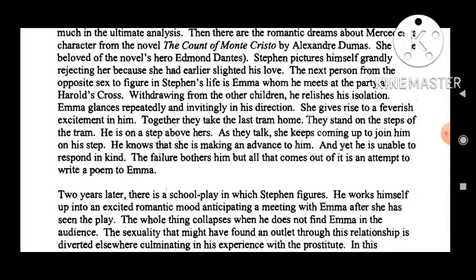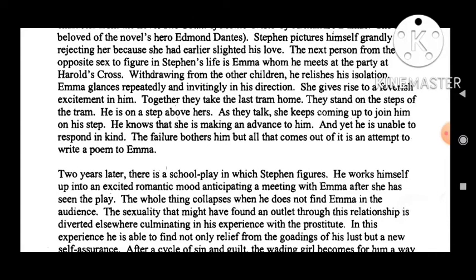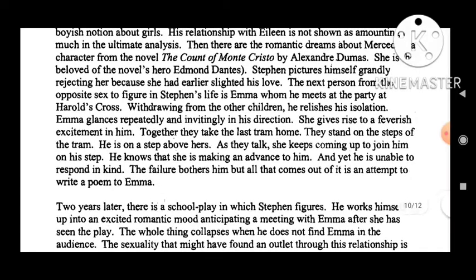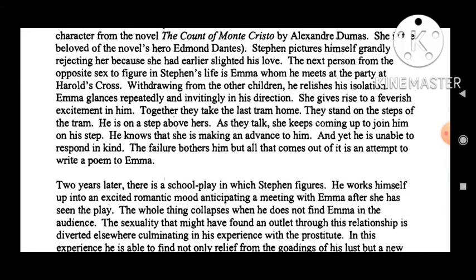The next person from the opposite sex to figure in Stephen's life is Emma, whom he meets at the party at Harold's Cross. The first person was Ellen and the second is Emma.